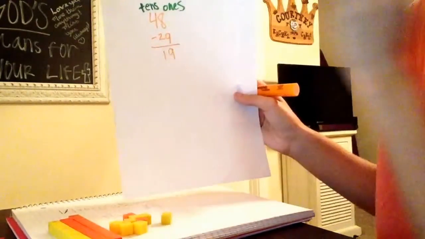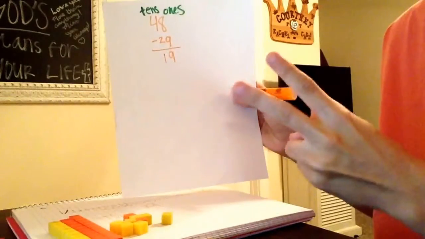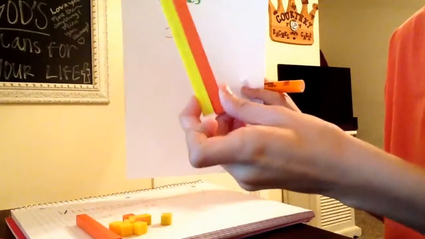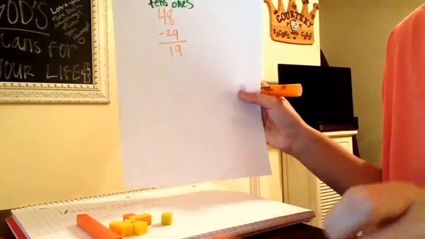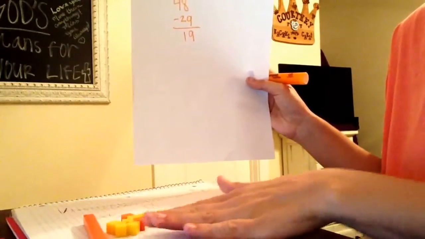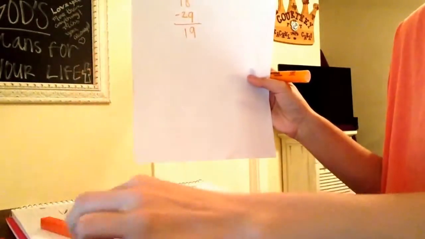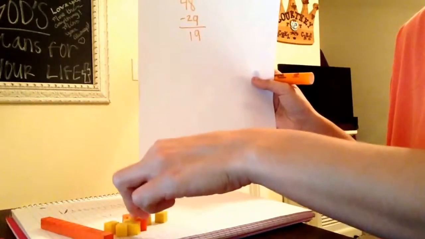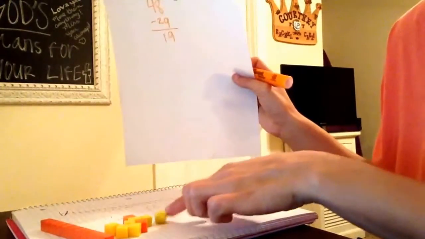And so I look at that and I say, 2 tens, that's 2 rods. I'm going to take away 2 rods. So I subtract them, I'm taking them away. And what am I left with? You can see over here, I'm left with 1 rod. I'm left with 2, 4, 6, 8, 9. I'm left with 9 ones.